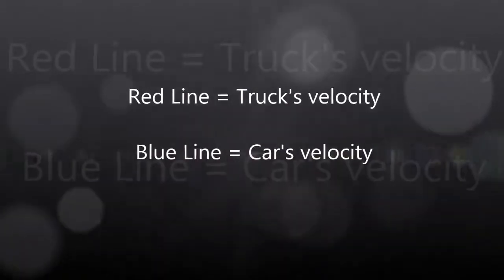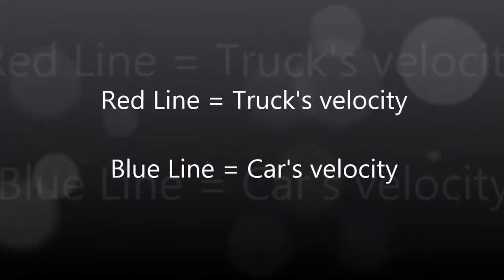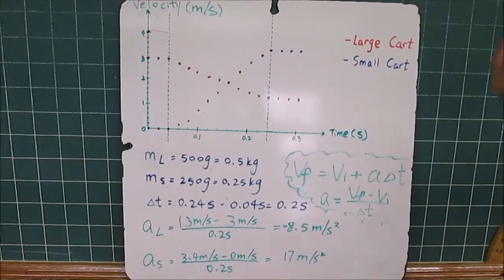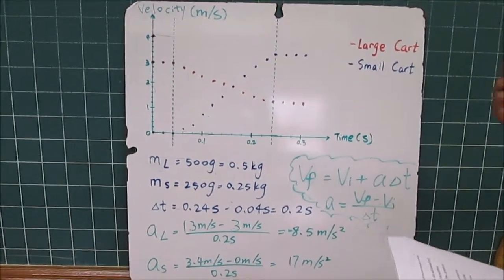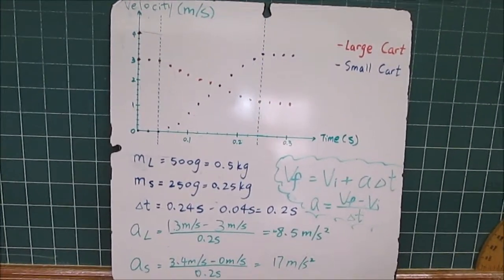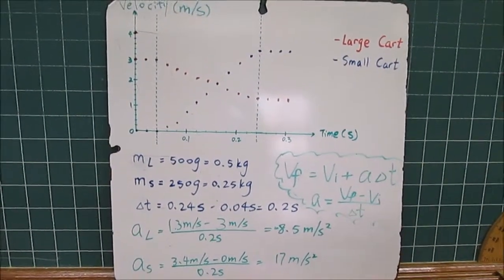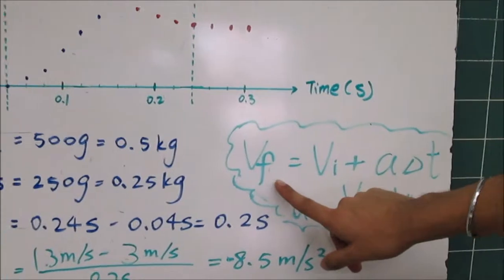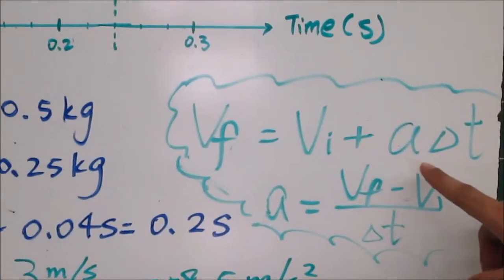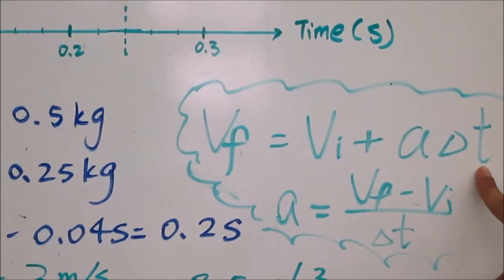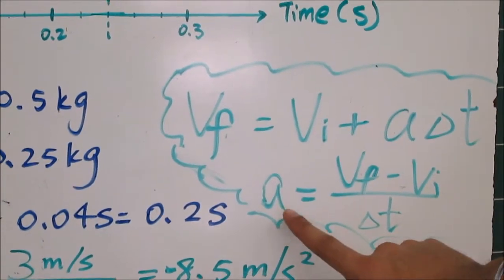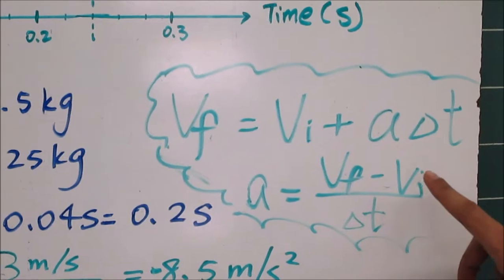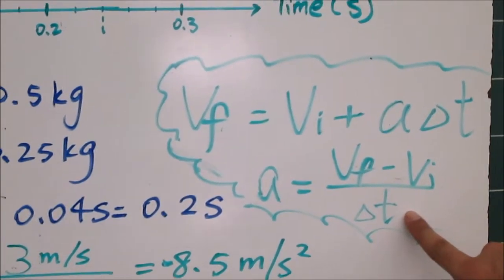The red line on the velocity time graph represents the truck's velocity, and the blue line represents the car's velocity. In order to compare the interaction forces exerted on each cart, we first need to calculate the accelerations of both carts by using one of the big 5 equations. Over here, we use final velocity equals initial velocity plus acceleration times delta t. Once we algebraically isolate acceleration, we are left with acceleration equals the change in velocity, which is final velocity minus initial velocity, divided by delta t.